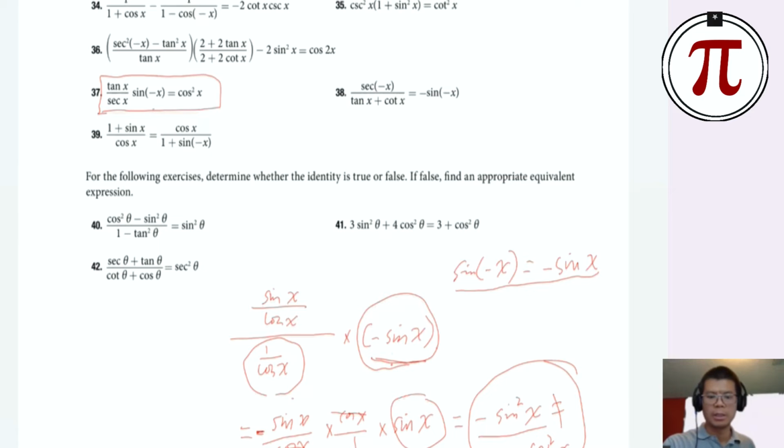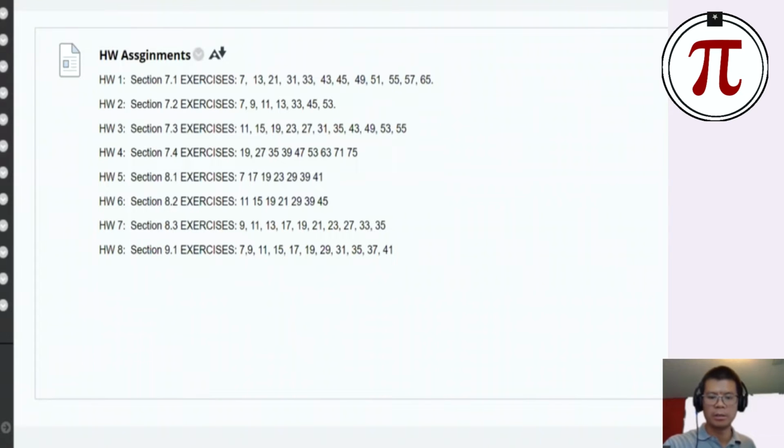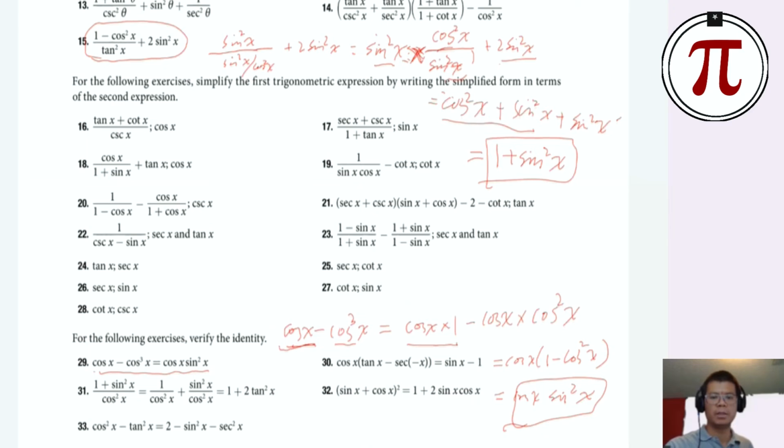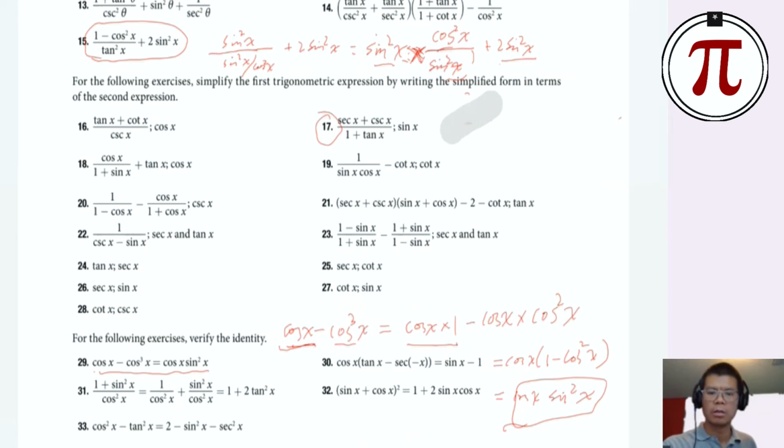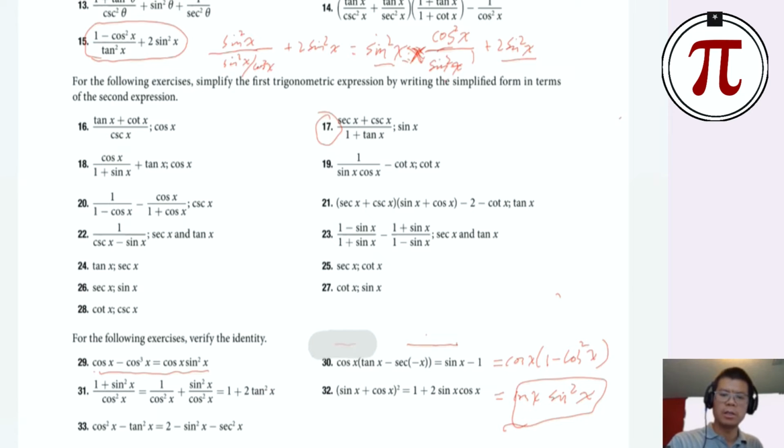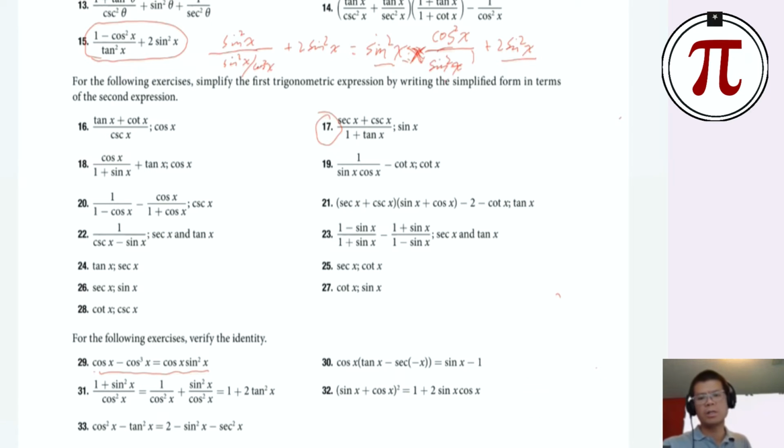Any other questions? I got 17. Okay, very good. Question 17, this one. Let's do this one together. We want to express this in terms of sine, or in terms of sine and cosine. So firstly, secant is 1 over cosine, and cosecant is 1 over sine. Let's just express all of these in terms of sine and cosine first.